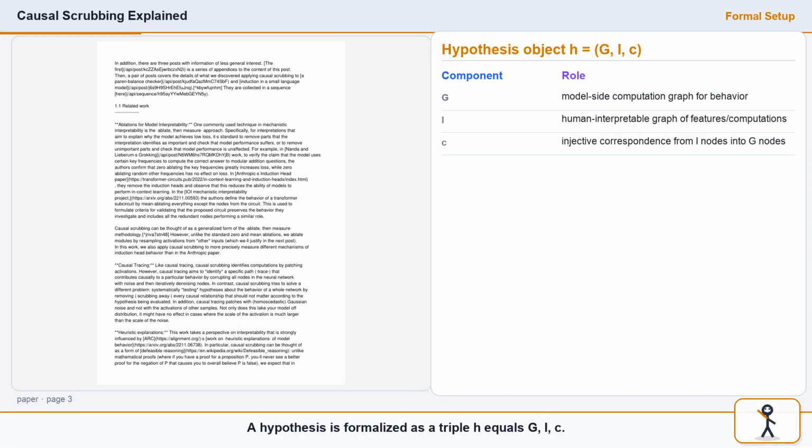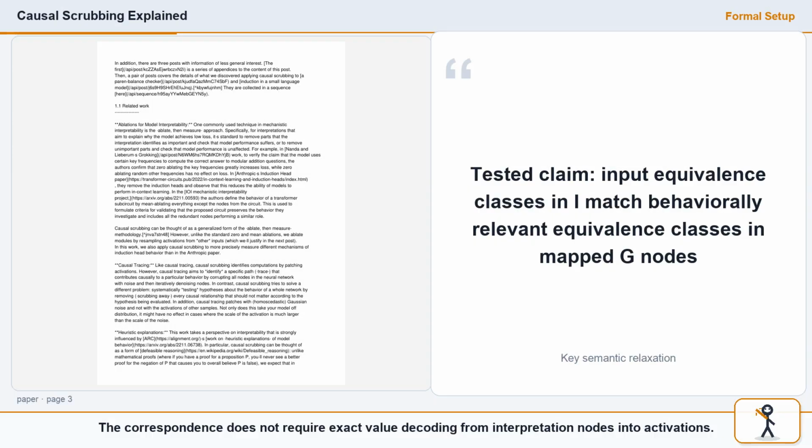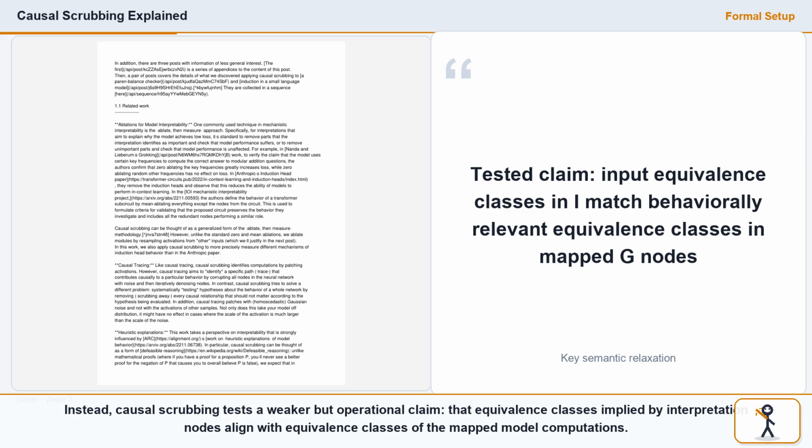A hypothesis is formalized as a triple H equals G, I, C. G is a computational graph implementing f. I is an interpretable computational graph. C is an injective graph homomorphism, mapping interpretation nodes into model computation nodes. The correspondence does not require exact value decoding from interpretation nodes into activations. Instead, causal scrubbing tests a weaker but operational claim that equivalence classes implied by interpretation nodes align with equivalence classes of the mapped model computations.